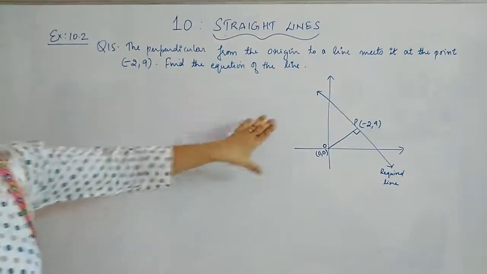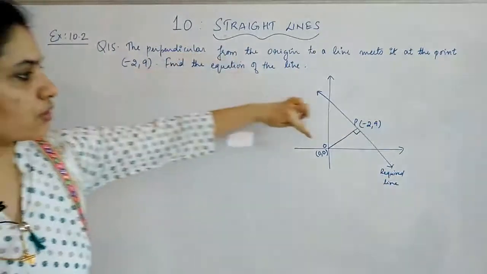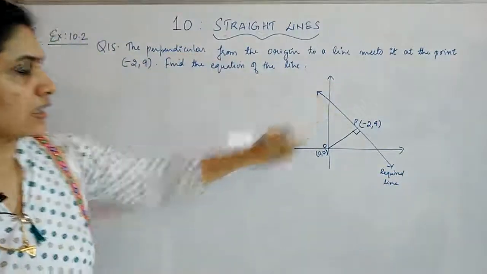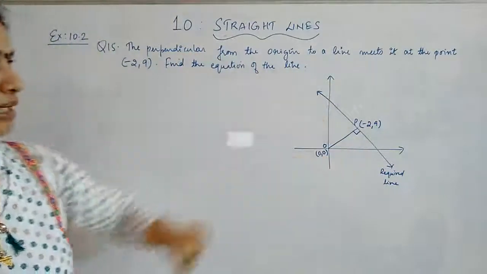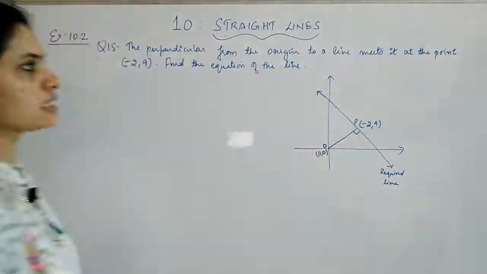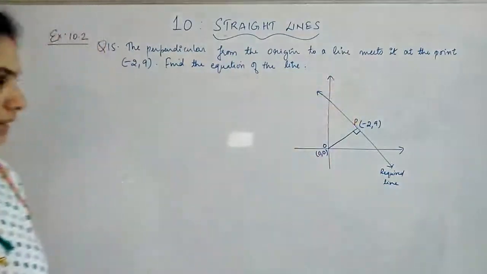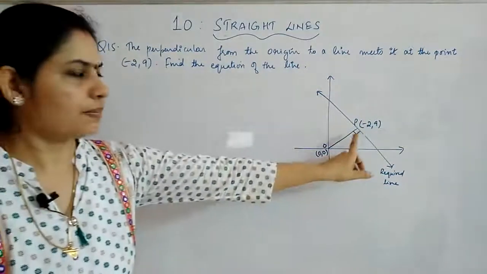So I have drawn a figure in which this is the required line and the perpendicular from the origin is this OP. The point where this perpendicular and the line meet is given to be -2, 9. That is, this point P is -2, 9, and they are perpendicular to each other.